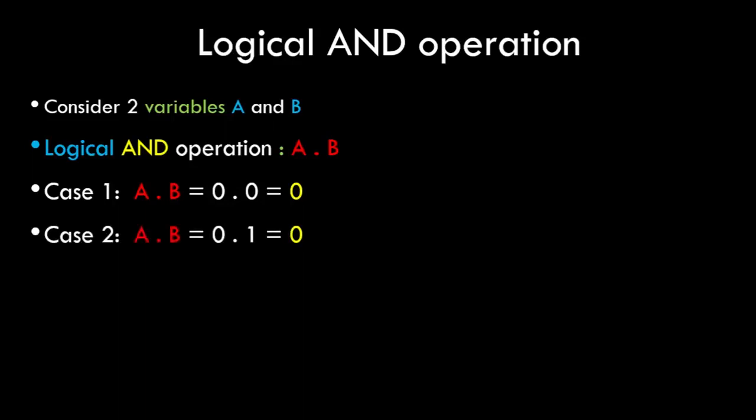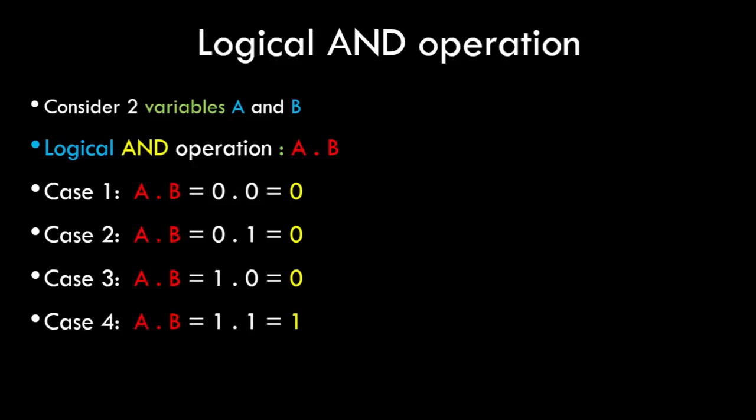Consider case 2, where we consider B's value to be 1. So 0 and 1 is again equal to 0, because if we consider it similar to multiplication, 1 into 0 will always give us 0. Let's see case 3. We consider A's value to be 1 and B's value to be 0. So 1 and 0 will give us 0 again. In the last case, where we consider both A and B to be 1, the answer is 1, since 1 and 1 is equal to 1.